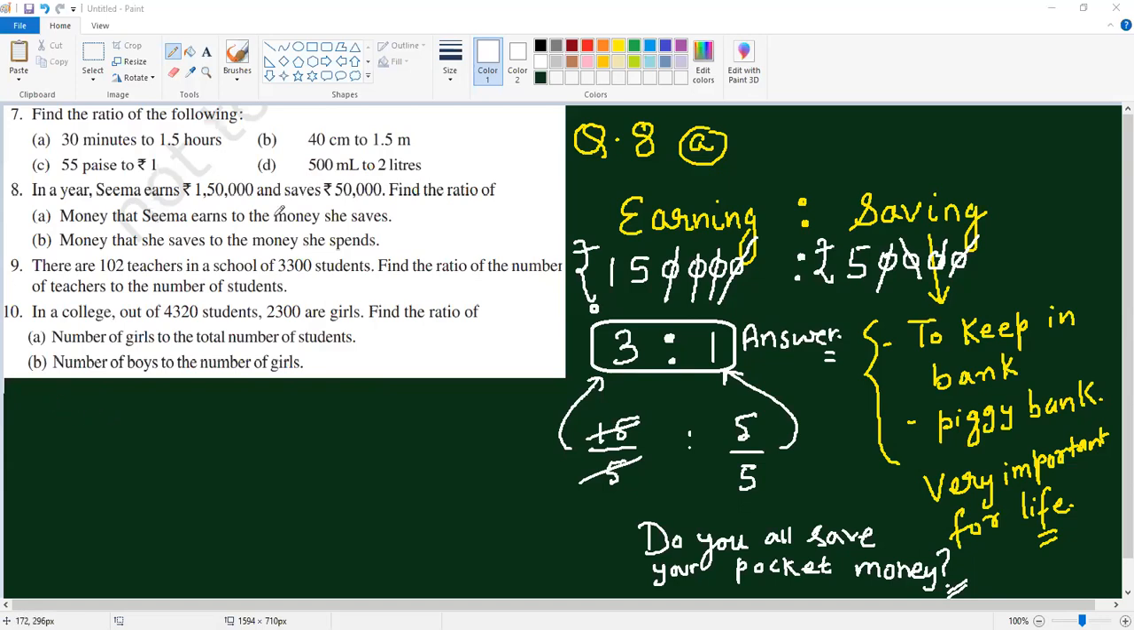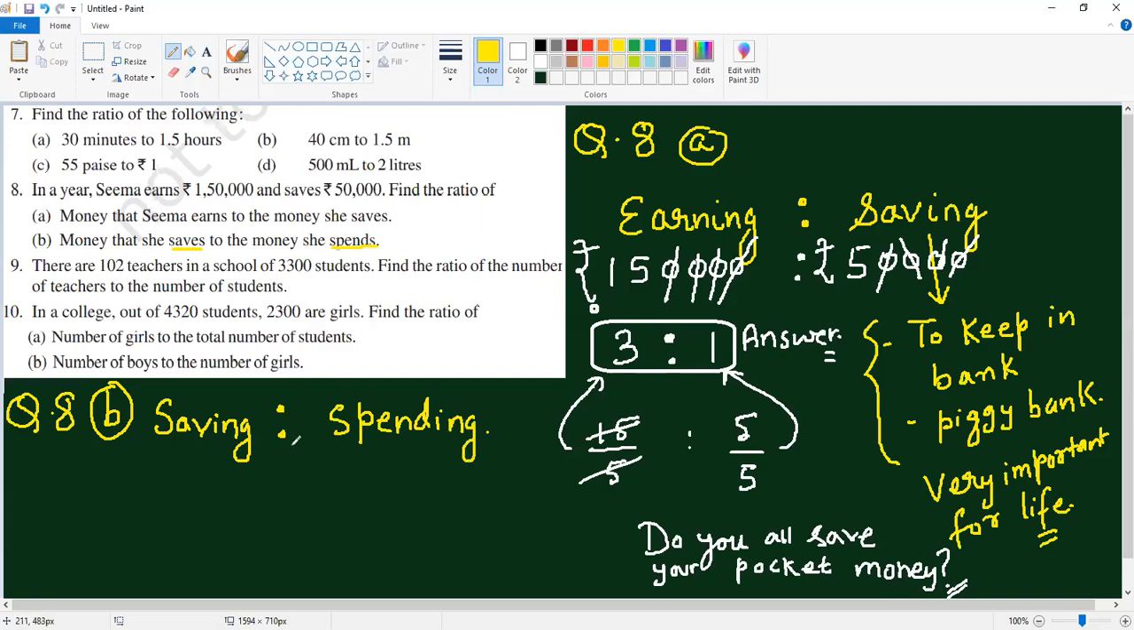Next is question number B, 8B. Question number 8B. Money she saves is to money she spends. Okay, so saving is to spending. We have to find out. So spending will be how we will find out. Spending is not given. To find spending, what we have to do?